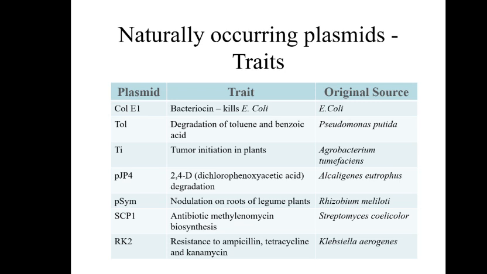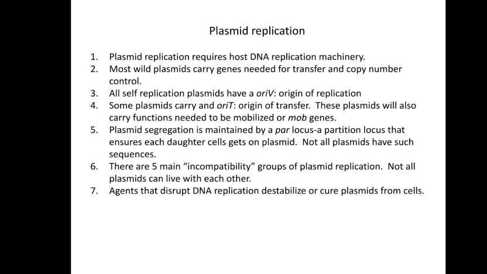pJP4 codes for the genes for 2,4-D, that is dichlorophenoxyacetic acid, degradation, and it is isolated from Alcaligenes eutrophus. pSym is responsible for nodulation on roots of legume plants. It is isolated from the bacterium Rhizobium meliloti. SCP1 codes for the biosynthesis of the antibiotic methylenomycin. It is isolated from Streptomyces coelicolor. RK2 is responsible for resistance to ampicillin, tetracycline and kanamycin. It is isolated from Klebsiella aerogenes.